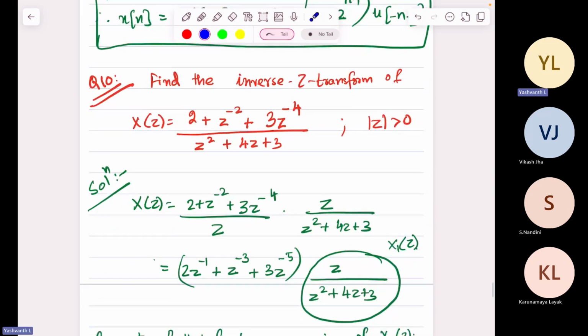Now we are going to the last question for today. Again, inverse Z transform question. So basically the question is that we need to invert x of z equal to 2 plus z power minus 2 plus 3z power minus 4 divided by z square plus 4z plus 3, and given ROC is mod z greater than 0.